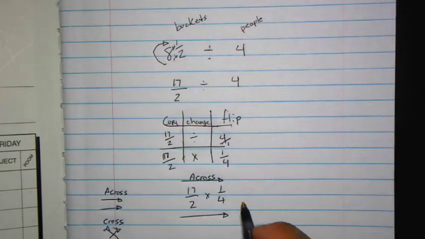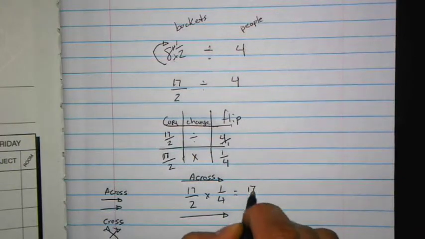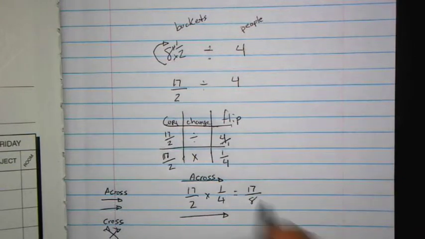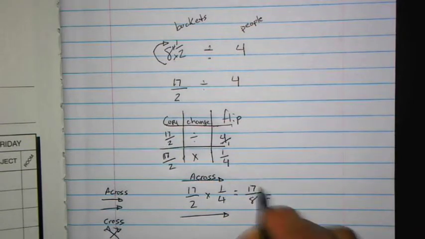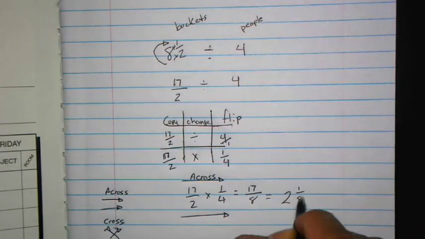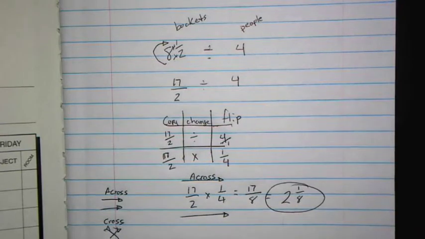So here is going to be 17. 2 times 4 is going to give me 8. Then you just simplify. 8 goes into 17 2 times with 1 over 8 left over. And that is my answer.